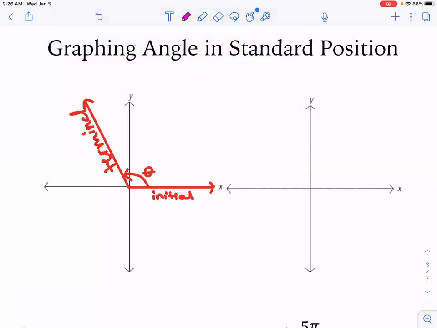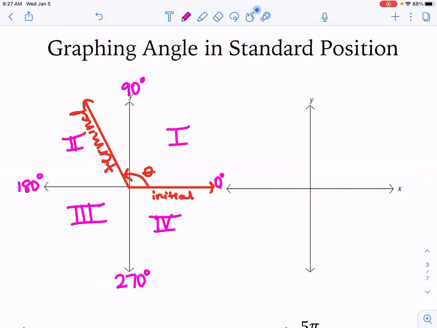So let's remember what our quadrants are. So quadrant 1 is right here. Okay. We would begin at 0 degrees and quadrant 1 would end when we rotate up here to 90 degrees. Okay. Here would be quadrant 2. Quadrant 2 is between 90 and 180 degrees. We keep rotating. This is quadrant 3 to 270, and then quadrant 4, 270 to then 360.